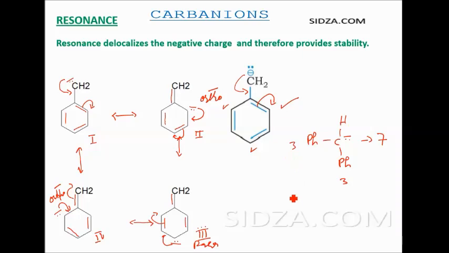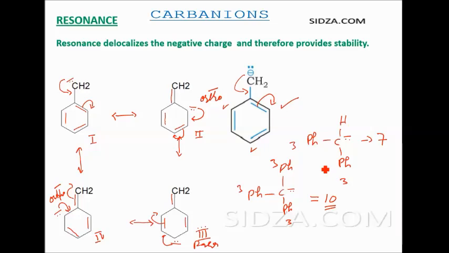If you have a triphenyl, if you have 3 benzene rings attached to the carbanion, how many structures can you expect from this one? I think we can expect 3 from here, 3 here, 3 here. So the total is 9, plus the one original one, so the total number of canonical structures will be 10. So that's why the triphenyl is more stable than the biphenyl, and the biphenyl is more stable than the phenyl.